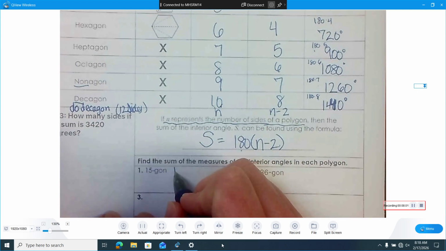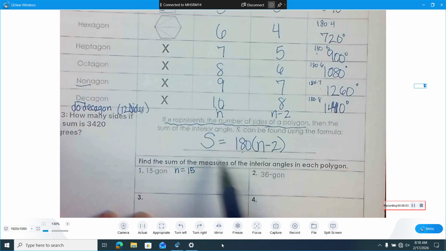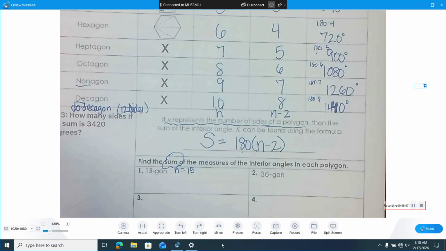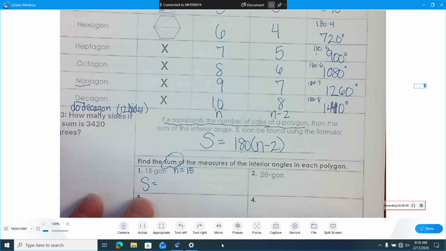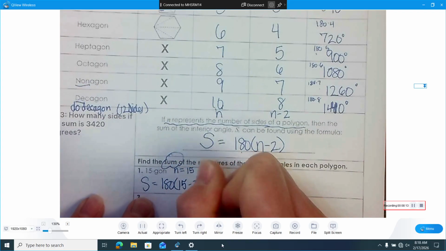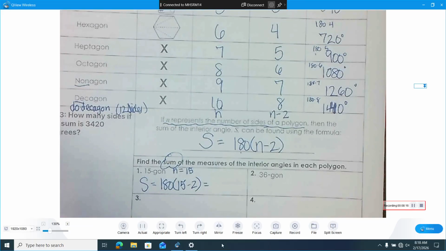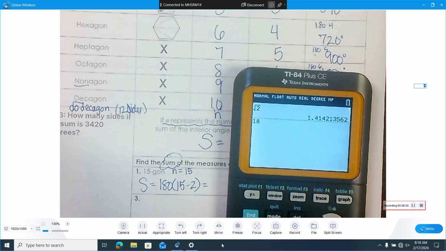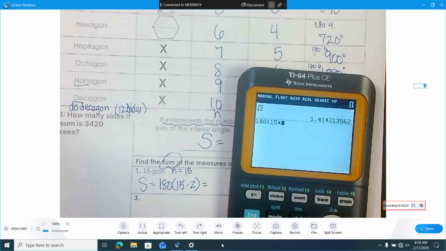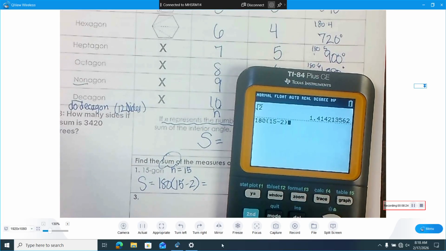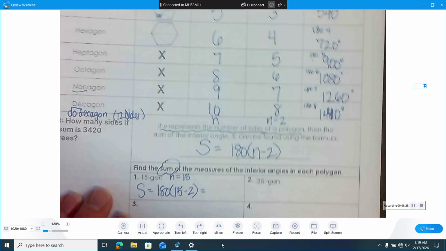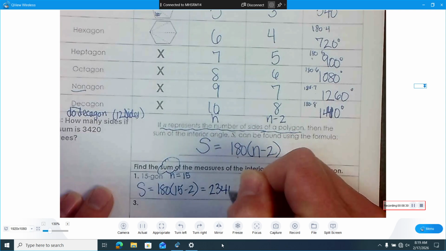All right. So if n is 15, I want to find the sum of the measures of the interior angles, then S equals 180 times 15 minus 2. And I can just plug that into my calculator. 180 times 15 minus 2, which is just 13. You could just use 13 if you wanted to. And we get 2340 degrees.